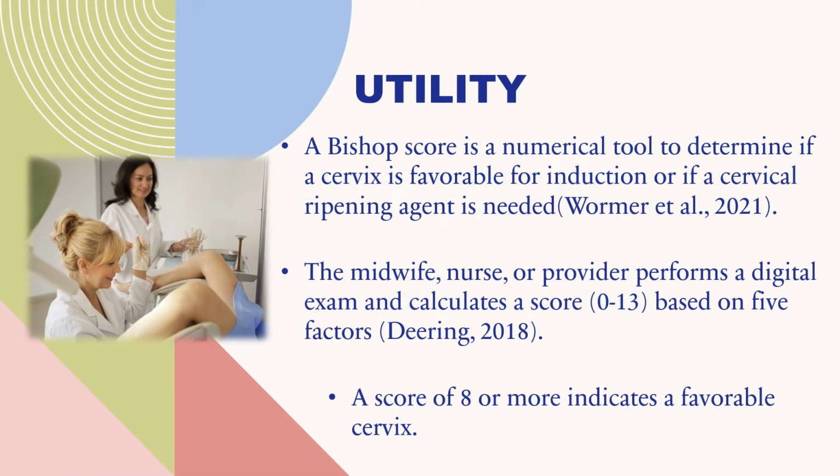The Bishop score is a numerical tool that is used to determine if the cervix of a patient is favorable for induction or if a cervical ripening agent such as Cervidil, Cytotec, or a Foley balloon would be needed. The midwife, nurse, or provider will perform a vaginal exam and calculate a score based on 5 factors. A score greater than or equal to 8 indicates a favorable cervix for induction.